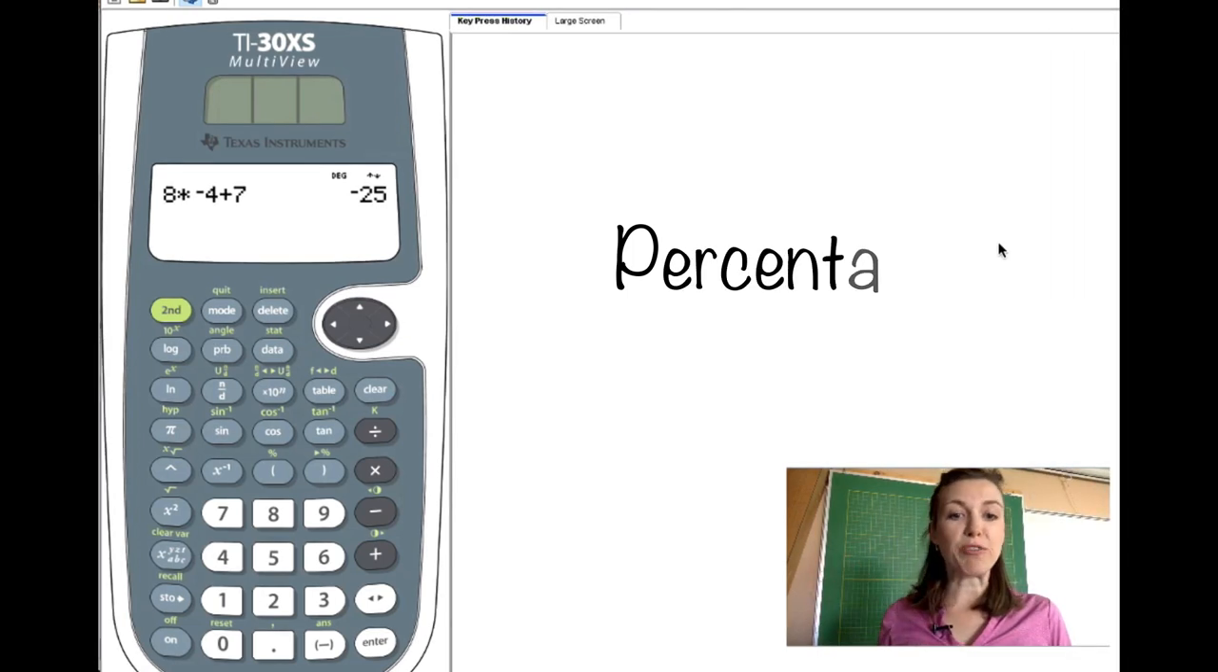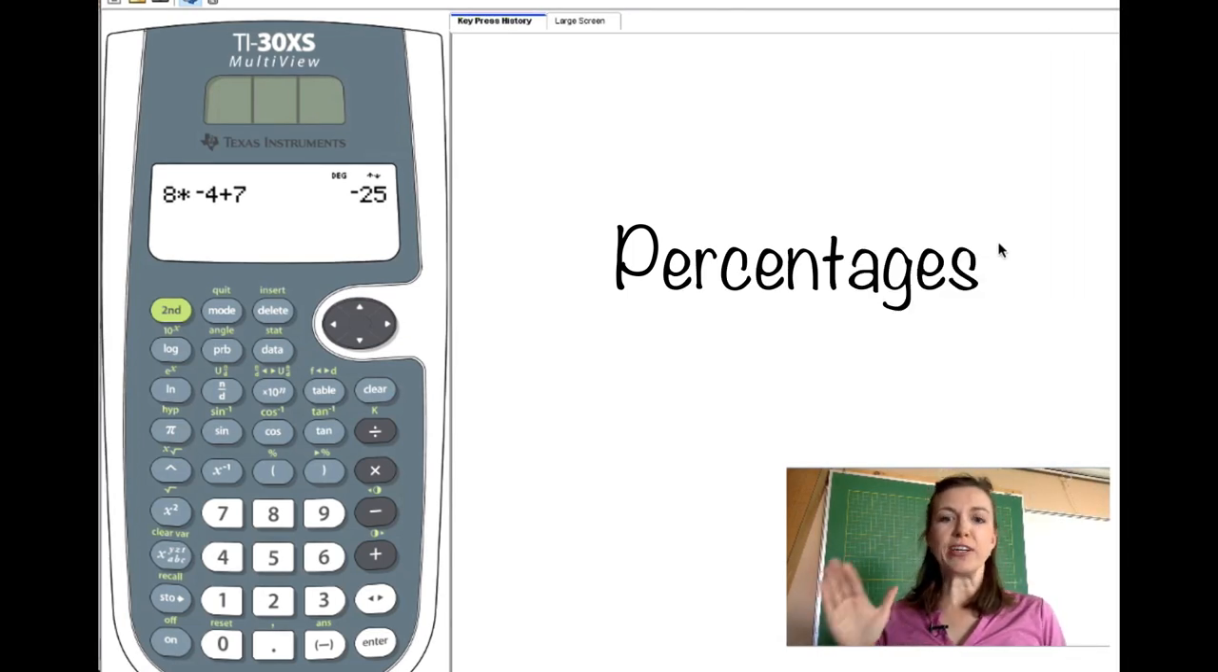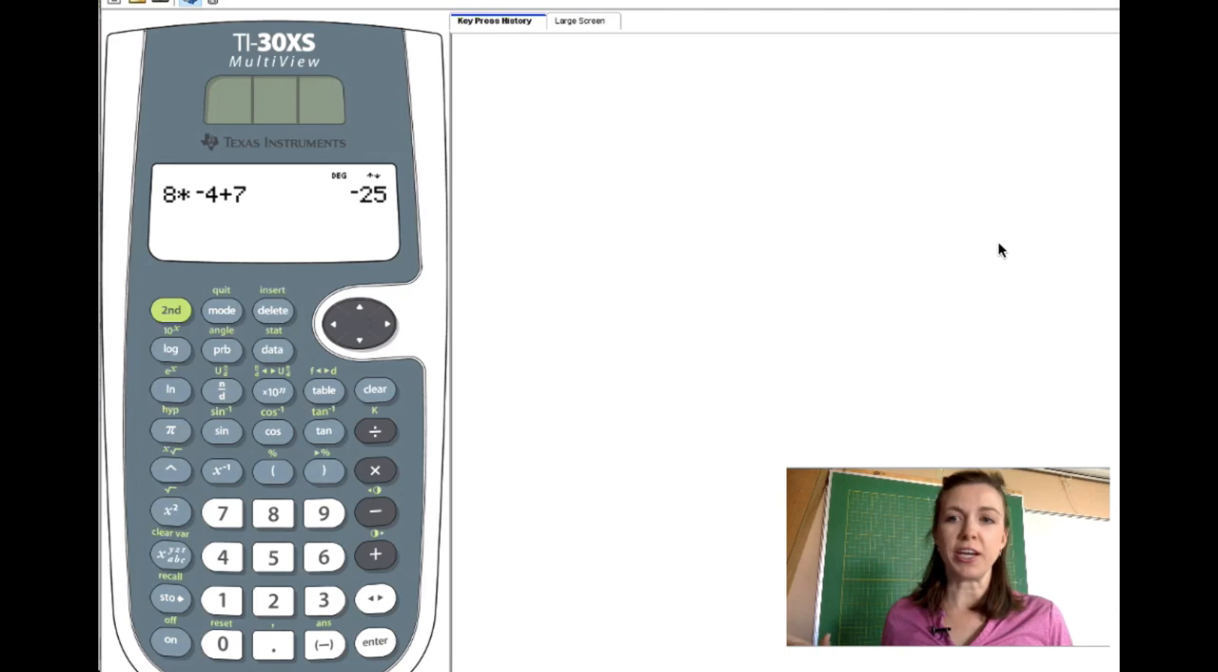Okay, now we're going to move on to percentages. And I could actually just leave my equation there and it would go directly to the next line, but I'm actually going to clear it. So here's the little button, clear. All right, so let's move on to percentages now.